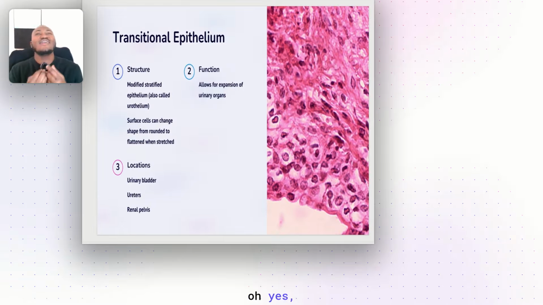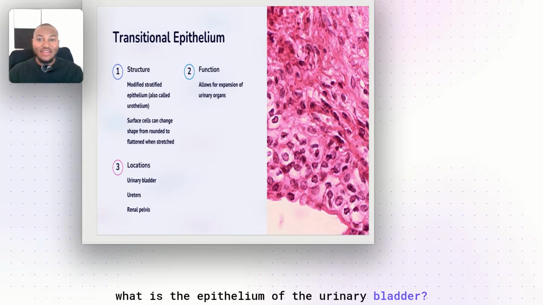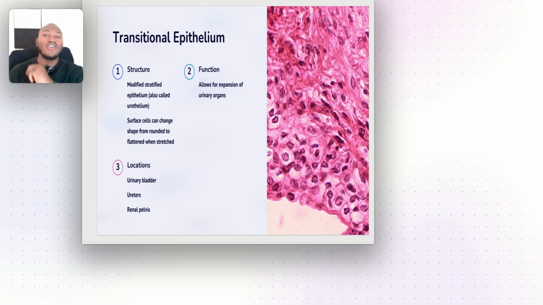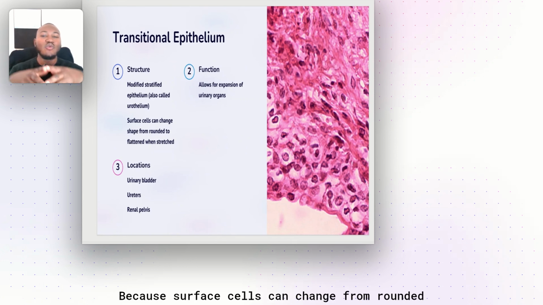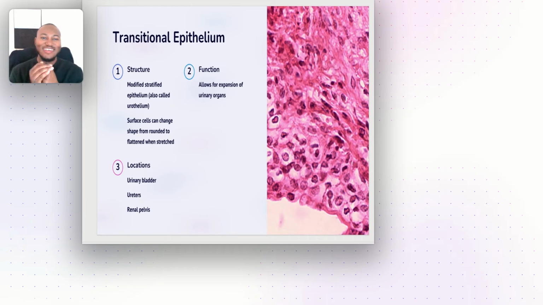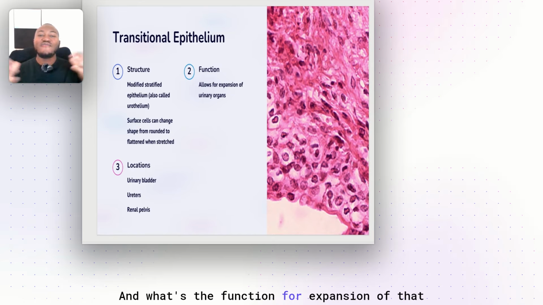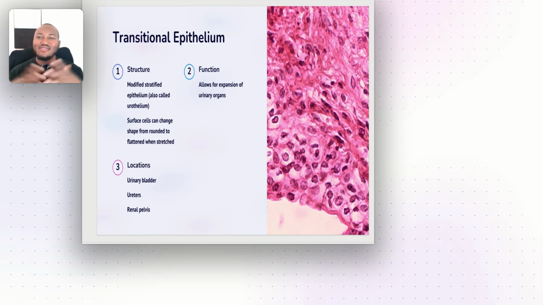So if you see urothelium, you are talking about transitional. So if they ask you, oh, what is the epithelium of the urinary bladder? It can be what? Transitional or urothelium. You will see one in the options. You can't see the two of them in the options because they're the same thing. Now, why are they transitional? Because surface cells can change from rounded to what? Flat. I've shown you before now. And what's the function? For expansion of that organ, right?